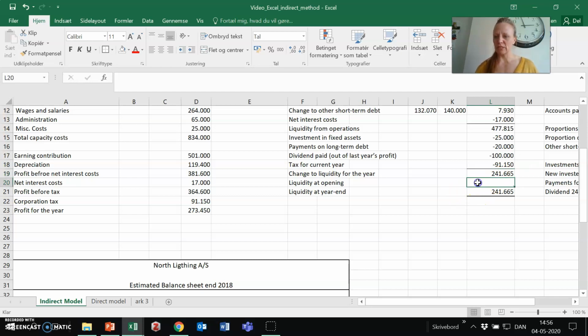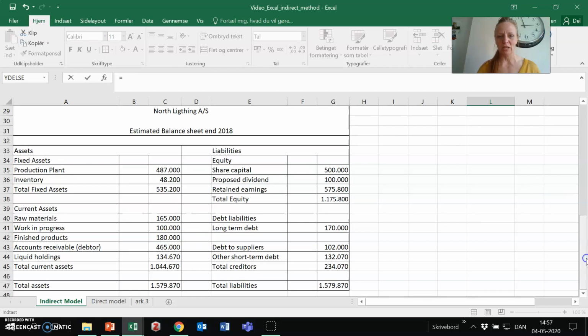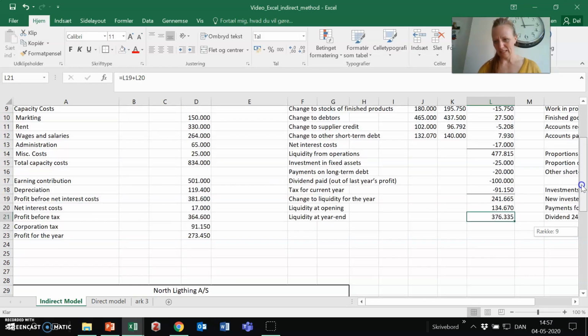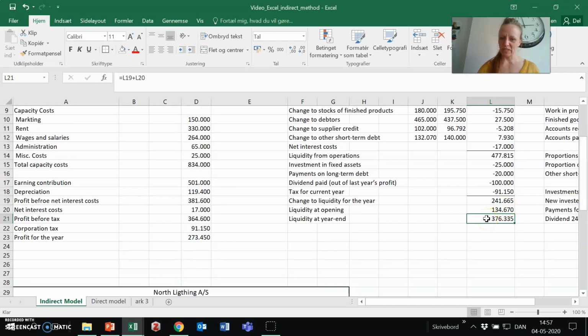What we do now is to say, well, did we have some liquidity at the beginning of the year? So we find that account in the balance sheet, in the estimated balance sheet on the asset side. Now we can see that the liquid holdings for this company at the beginning of the year would have been 134,670. Enter. So now when we sum it up, we can see that the liquidity at the end of the year is expected to be 376,335. I know in the book it says 336. That is according to some adjustments in the decimals here.